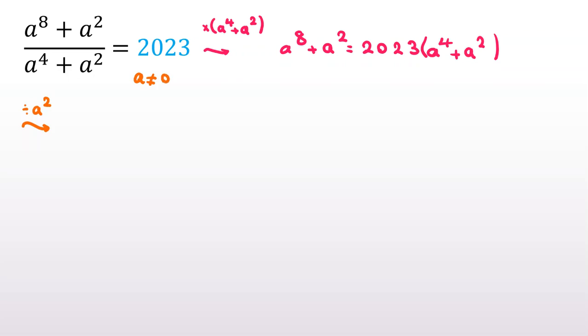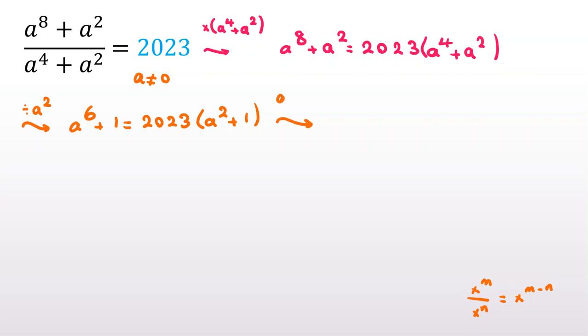We can divide both sides by a squared, and let me tell you an important rule. In the power rule, x to the m over x to the n is x to the m minus n. So here a to the 8 over a squared is a to the 6, plus 1, equal to 2023 times (a squared plus 1). Okay, now I want to consider a squared as b.